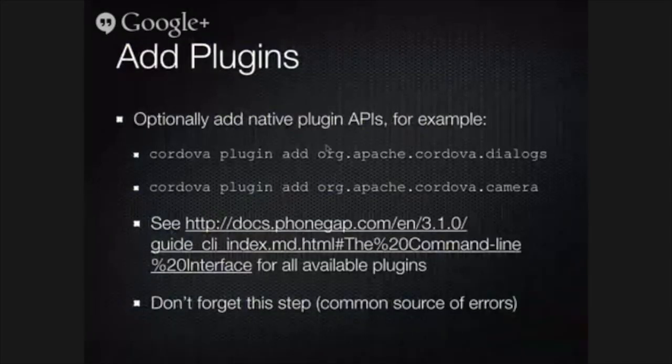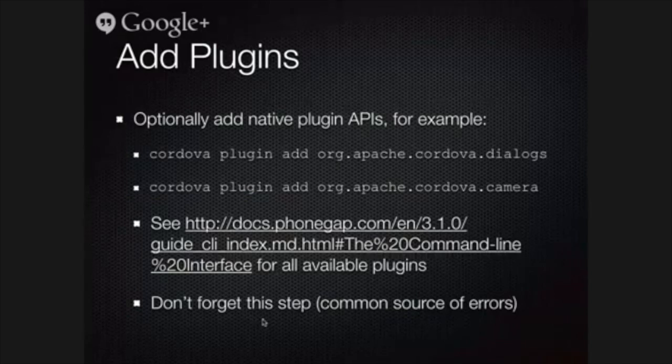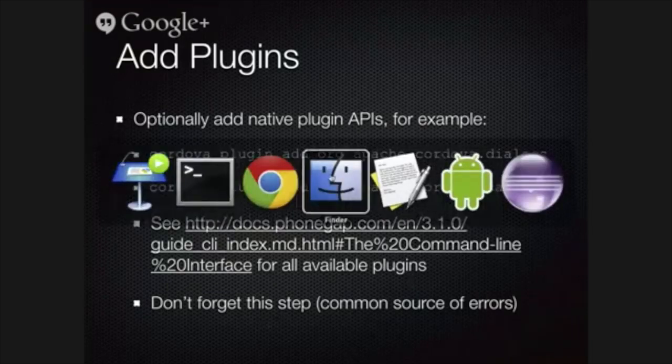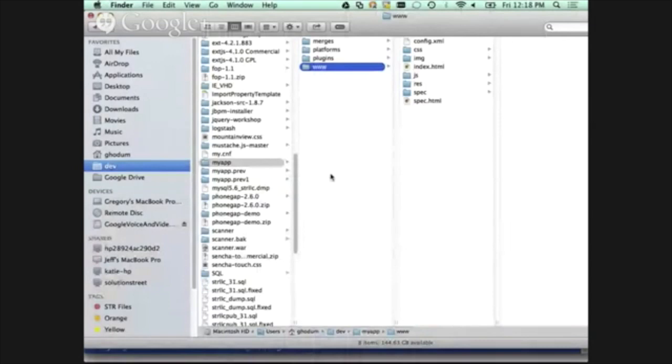But some common ones, I'll show you this integration later, are dialogues for pop-ups and things like that, and camera integration. And again, don't forget this step because when I was preparing this, of course I forgot it. Nothing's working natively. Okay, so now that we built out the project, we put the native capability into it, and I ran the Cordova prepare command.